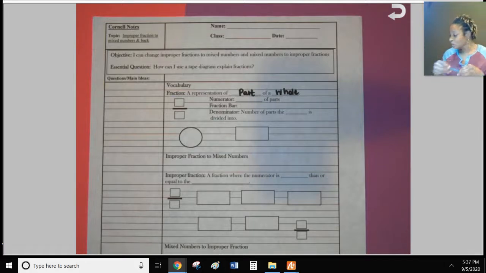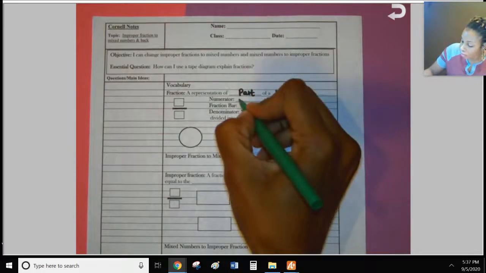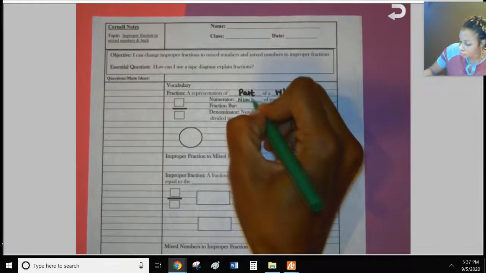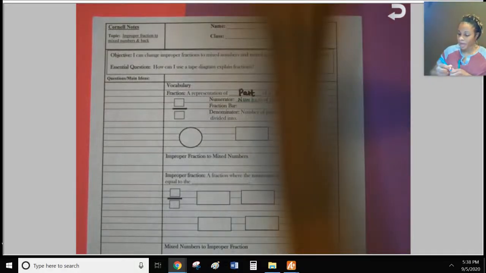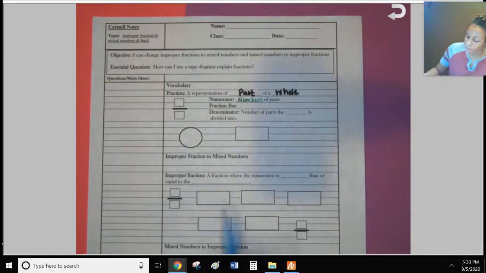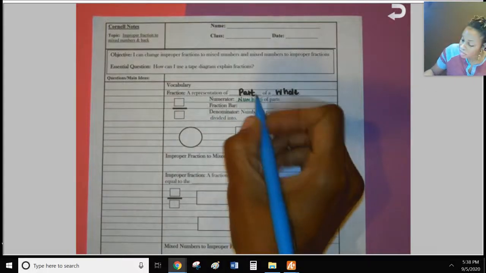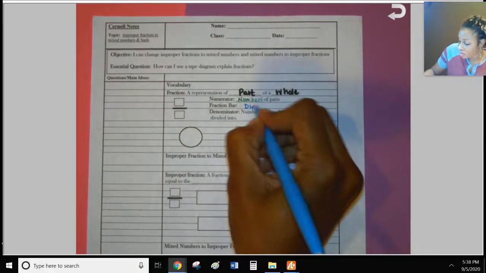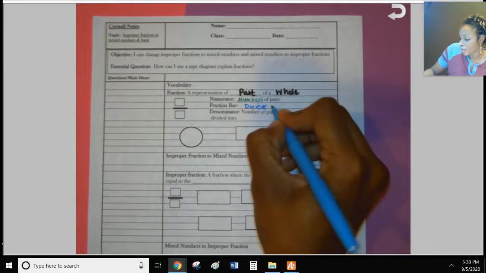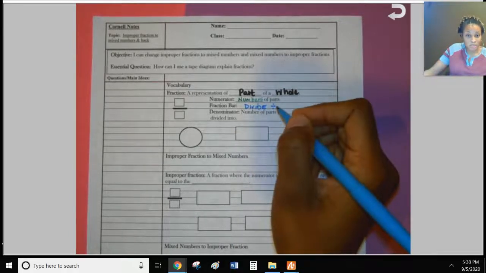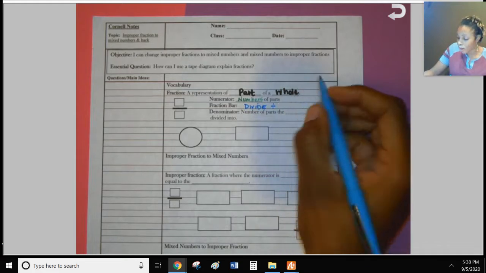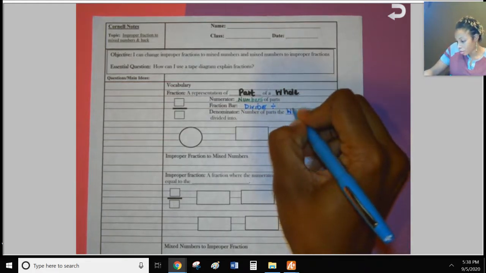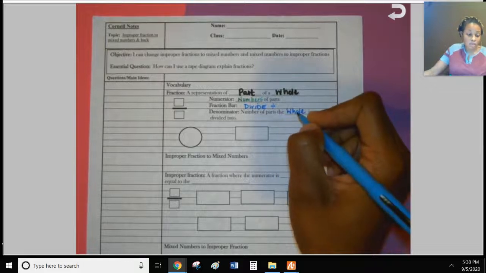We know that a fraction is made up of two pieces. We have the numerator, which tells us the number of parts we're dealing with when we talk about that whole. And we have the fraction bar, which tells us to divide. We learned this last week when we talked about division representation, that a fraction bar means to divide. And we have the denominator, which tells us the number of parts the whole is divided into.